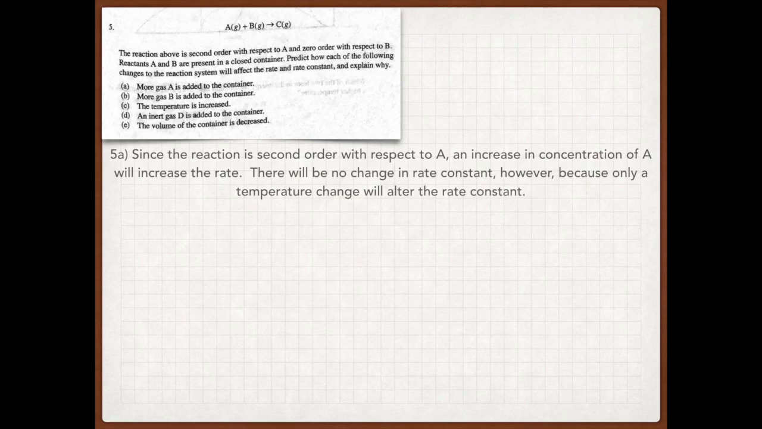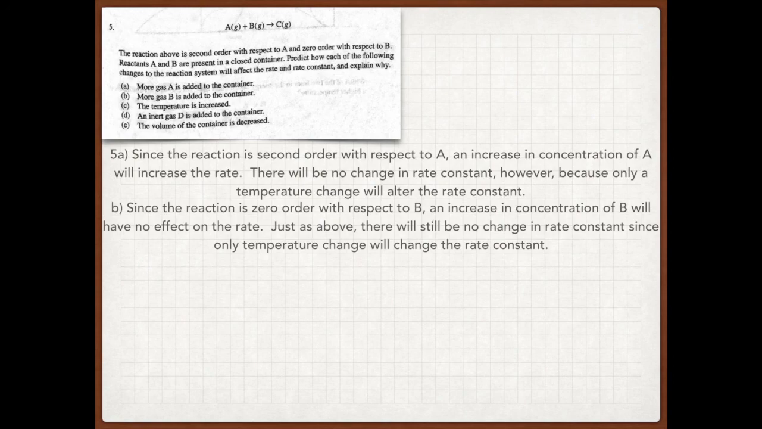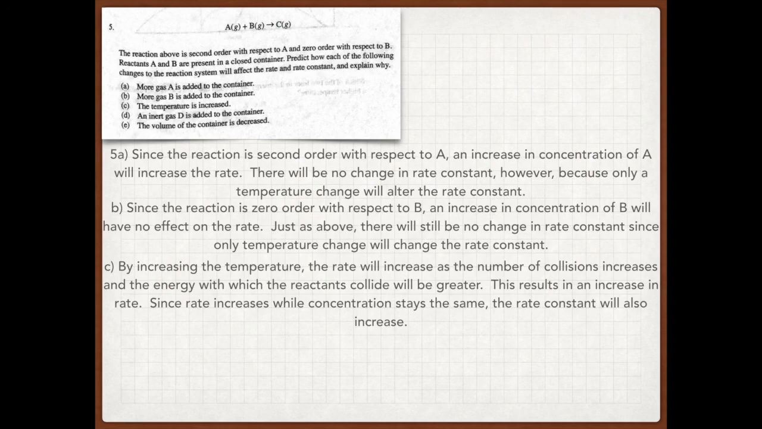For B, you increase the concentration of B, but because it's 0 order, that will not affect your rate at all, because by saying B is 0 order, you're saying the concentration of B has no effect on the rate. And again, no effect on the rate constant. If I increase temperature, that will increase my rate constant because my rate also increases.